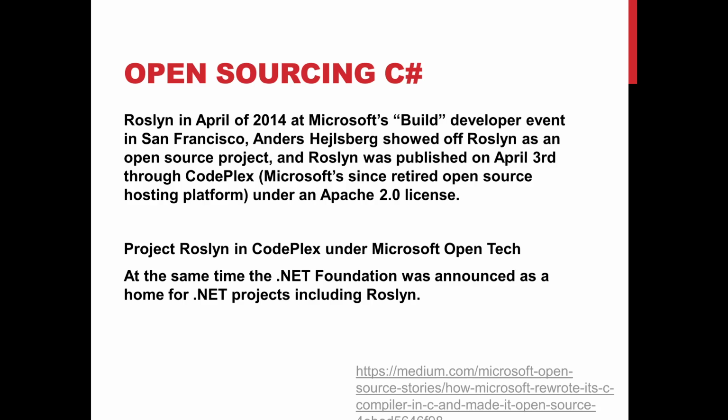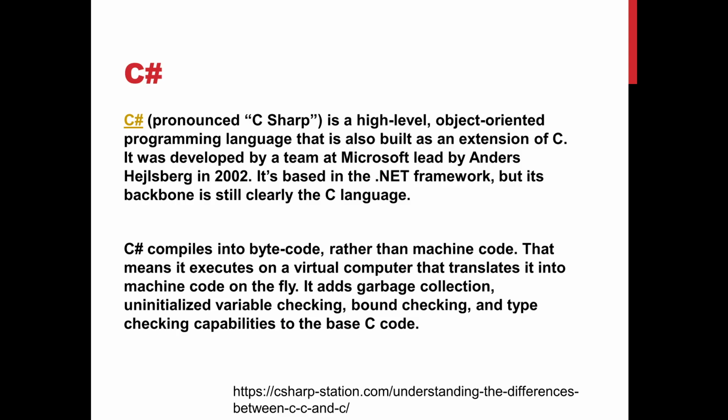So if we go here, let's talk a little bit about C# itself. C# is a high-level object-oriented programming language that is also built as an extension of C. It was developed by a team at Microsoft led by Anders Hejlsberg in 2002, and it's based on the .NET framework, but its backbone is still clearly the C language.